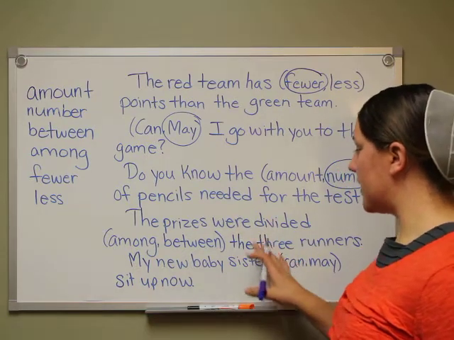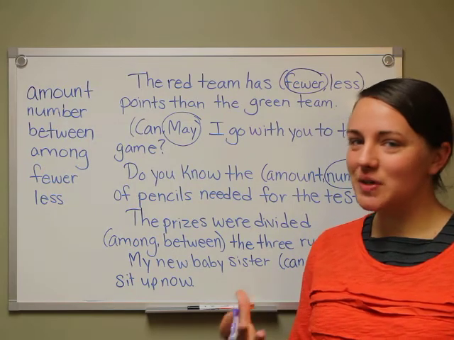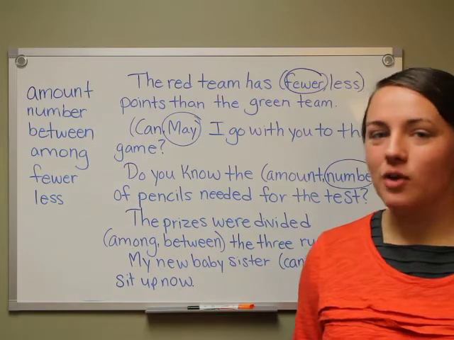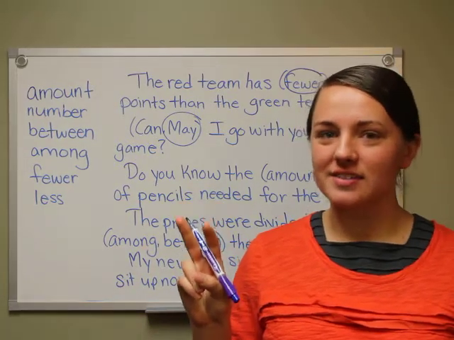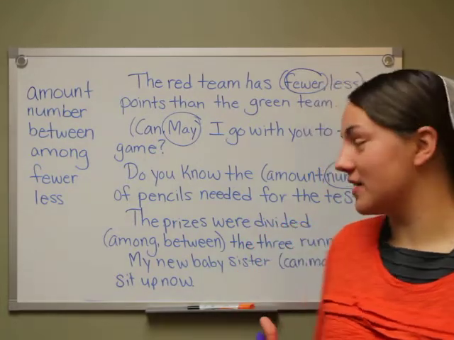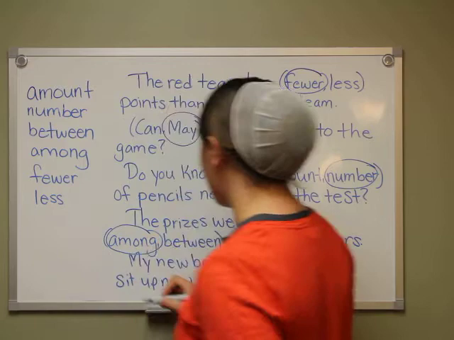The prizes were divided among or between the three runners. What should we use for this sentence? Now, we use between when we're talking about two people or things. We use among when we're talking about more than two people or things. In this case, we have three runners, so we should choose among.